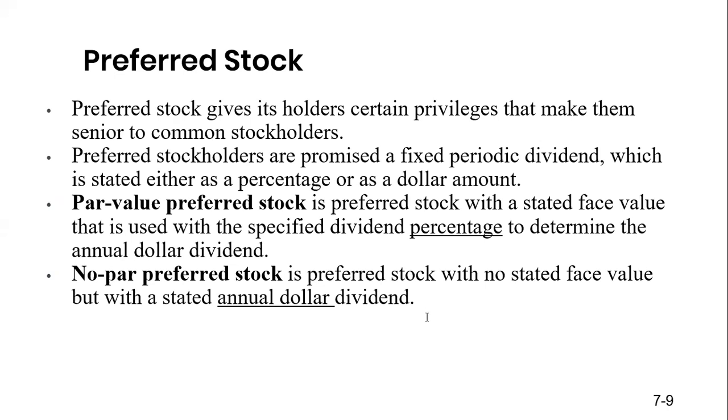What do you mean by hybrid? Hybrid means they have two characteristics. What are these two characteristics? They have fixed periodic payments, which is similar to debt. And as well, preferred stocks have a lifetime to infinity. They don't have a due date for their expiry. So this gives them an advantage. This is the privilege that we have in the preferred stock.